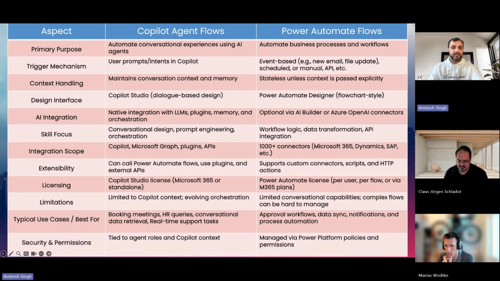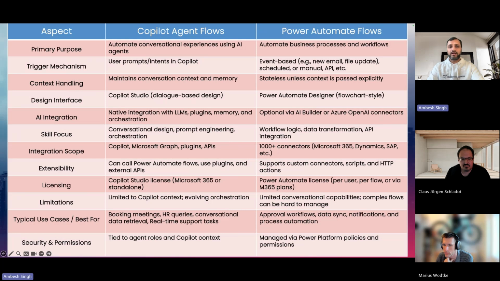In terms of extensibility, Copilot agent flows can call the Power Automate flows, utilize plugins, and invoke external APIs. Power Automate supports custom connectors, scripting, and the HTTP action for greater flexibility. Security is handled contextually in the Copilot agent flows based on the agent role or the session data, while Power Automate follows broader Power Platform governance policies. Ultimately, choosing between them depends on the nature of the task, real-time conversational assistance versus workflow and process automation.